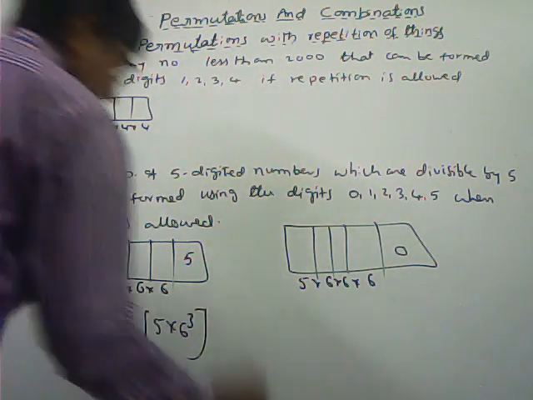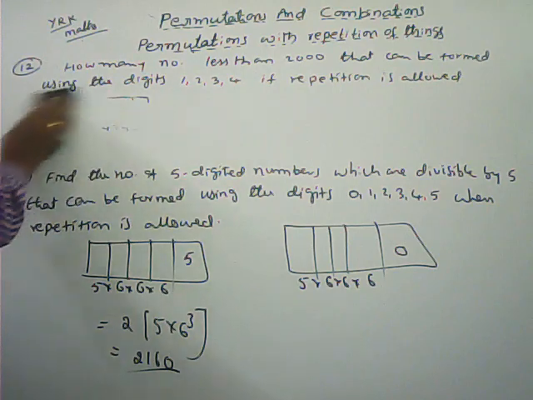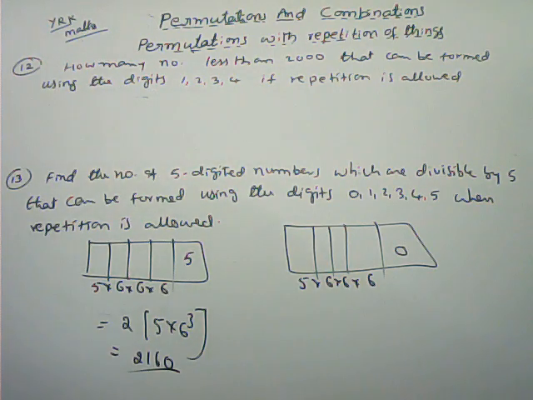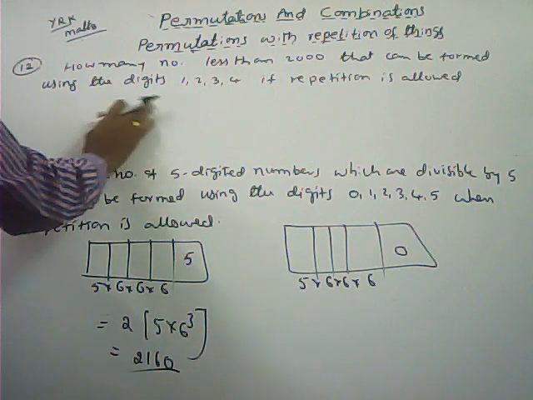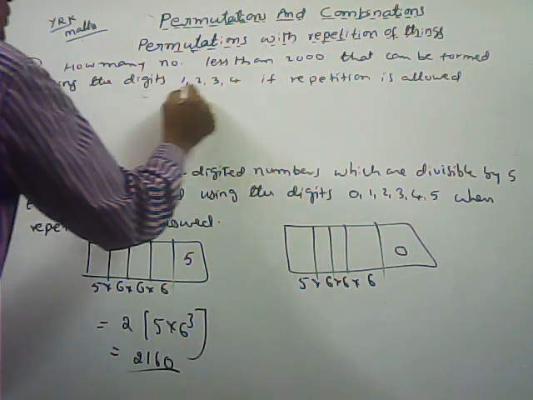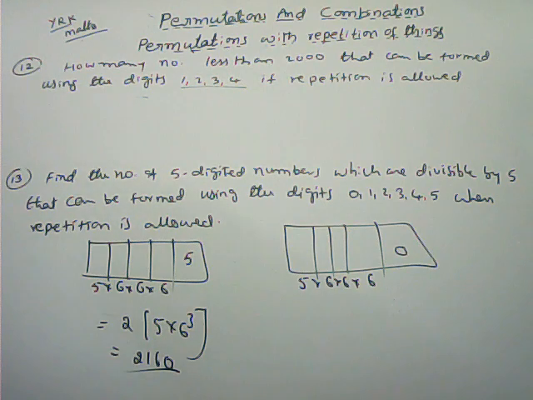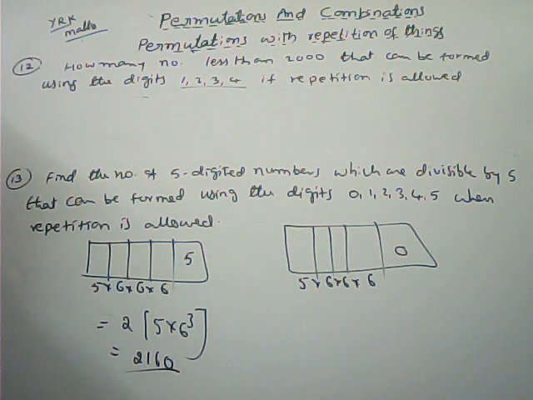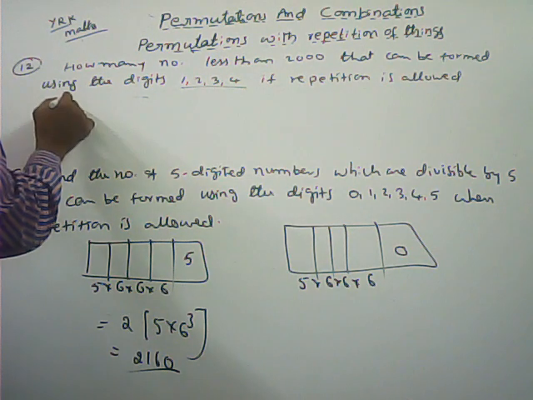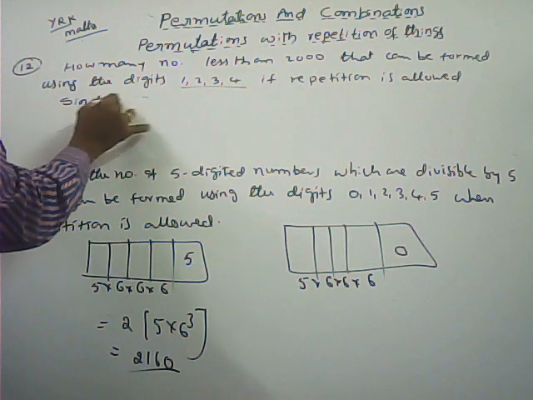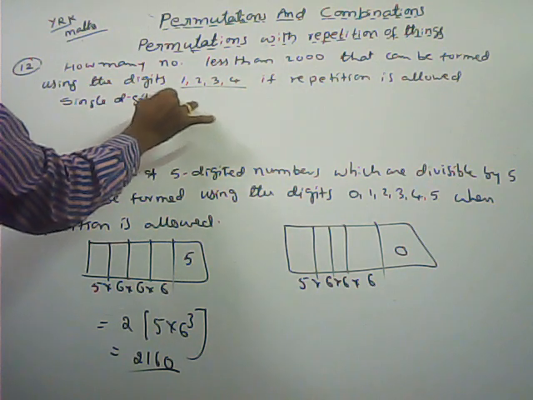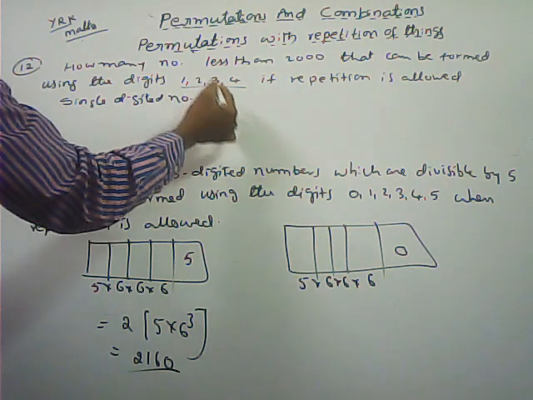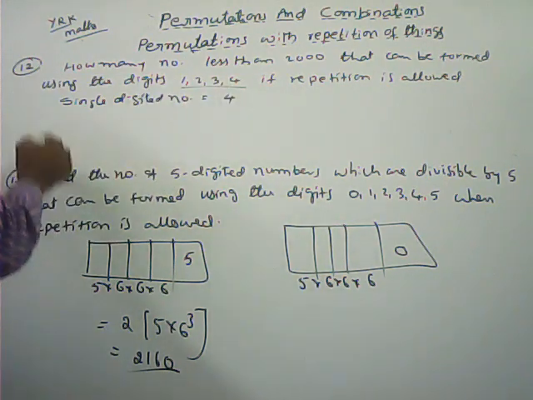There is a small correction here. Here what they gave: how many numbers less than 2000 can be formed by using the digits 1, 2, 3, 4? Here the number of digits, whether 4-digit, 3-digit, 2-digit or single digit, is not mentioned. So here we have to take all the possibilities. First we can take single digit numbers. How many are there? Either 1 or 2 or 3 or 4. Total 4 are there.